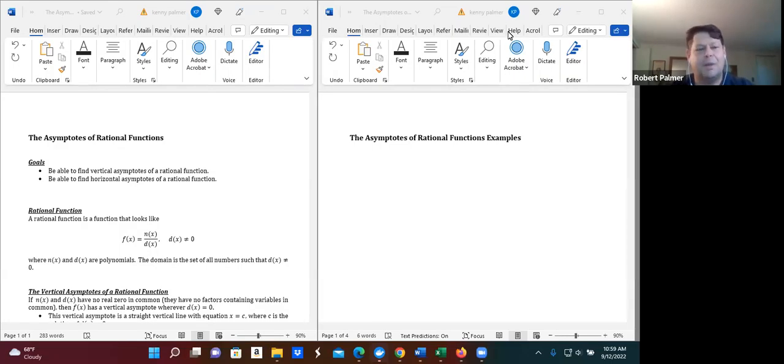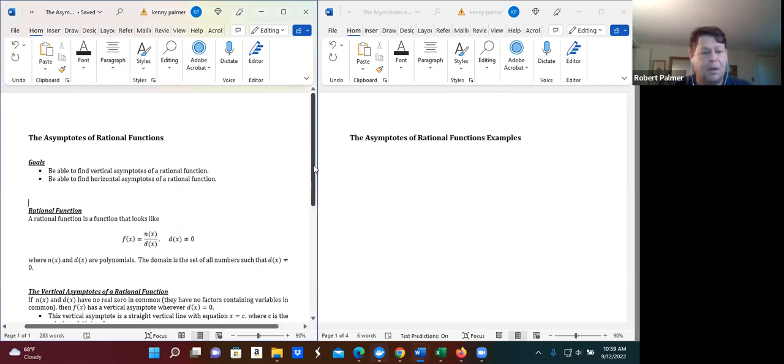Hello, welcome back. Today, we want to talk about the asymptotes of rational functions. So our goals, as we can see on the left, we'll be able to find the vertical asymptotes of rational functions. We'll explain what those are, and also be able to find horizontal asymptotes of rational functions as well, and also explain what we mean by that.